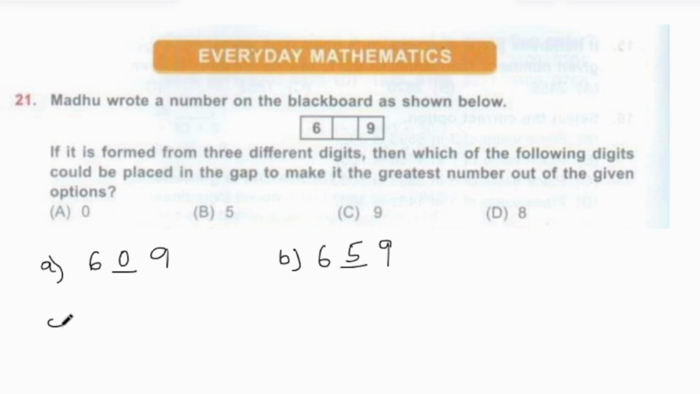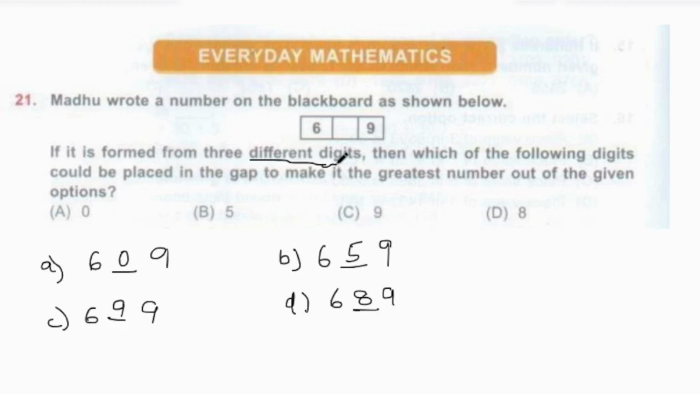Now let's choose option C. Let's write down 6 and 9 with a dash, and option C is 9. Option D is 6 and 9 with a dash, and we can fill 8 here. Now if you look at the answers that we have, the biggest number or the greatest number formed is 699, which is option C. But if you look at the question again, it says different digits.